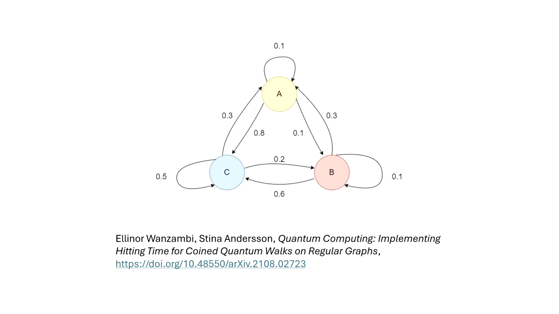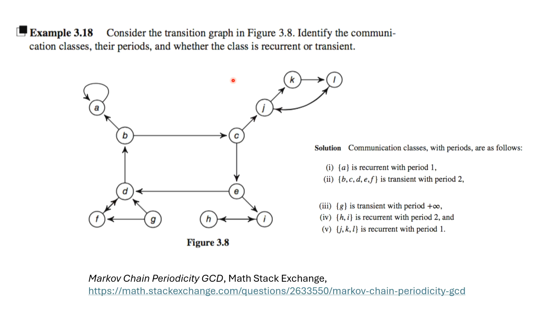All right, I have one more example. I took this from a math exchange question and answer. I have the link down here for it. And we're asked to analyze this directed graph. It's a Markov chain. And we're not given specific probabilities, but we're just given whether or not one state can communicate, or whether you can move from one state to another.